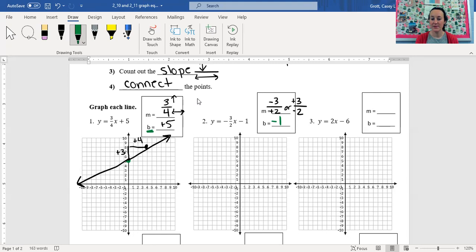First point always comes from the b. Okay, this is my beginning point, my y-intercept. So b is -1. I'm going to put -1 on the graph. My slope is -3 over positive 2. So I'm going to go down 1, 2, 3. I went down 3, and I'm going to go over 2 to the right. Here's my point.